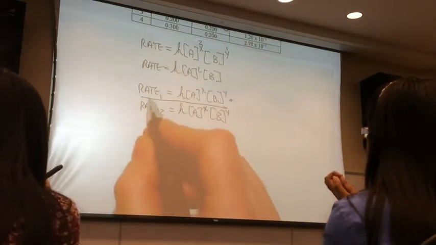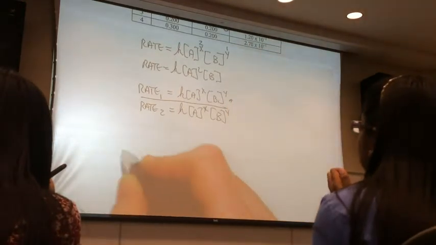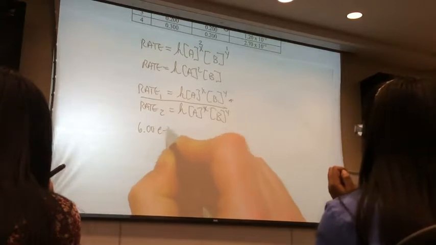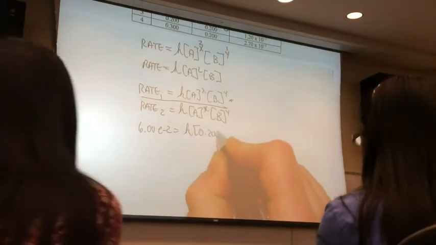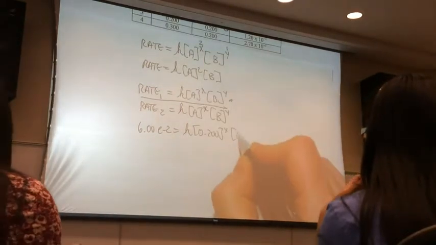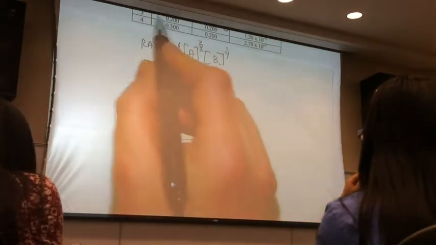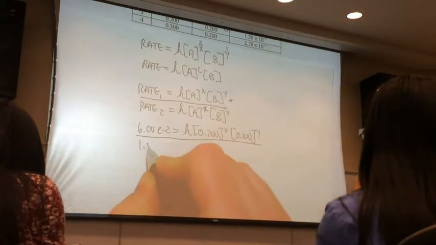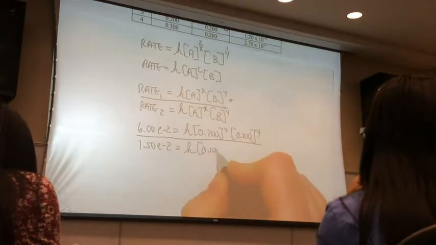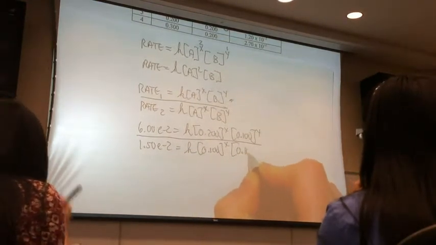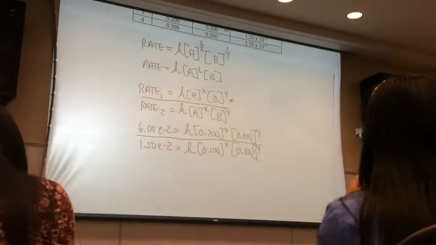So if I substitute everything in, what I'm going to have is 6 times 10 to the minus second equals, I don't know K, A is 0.2 to the X, and B is 0.1 to the Y, right? And then I'm dividing that by this experiment here. So I've got 1.5 times 10 to the minus second equals K times 0.1 to the X times 0.1 to the Y. Everybody okay with that? So I just set that equation up.